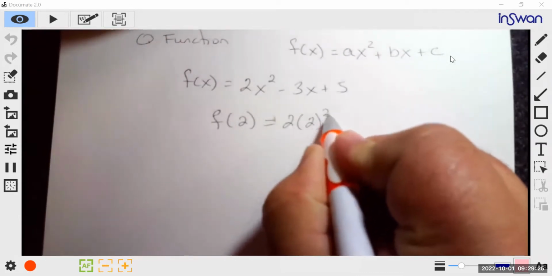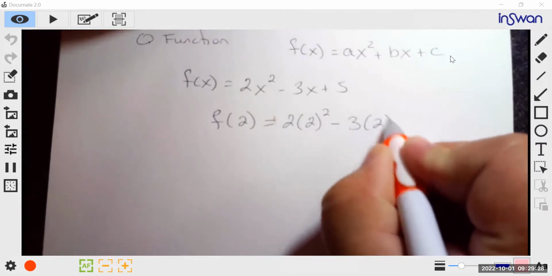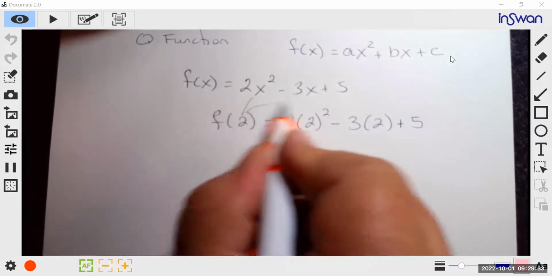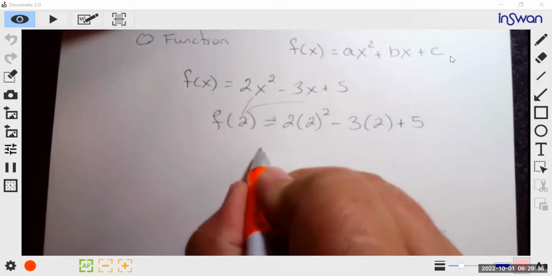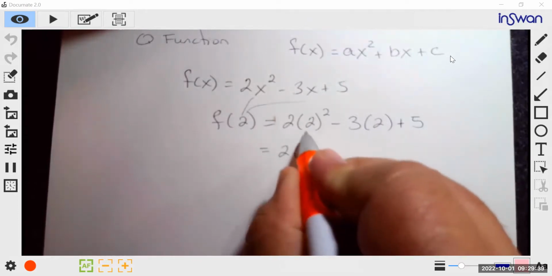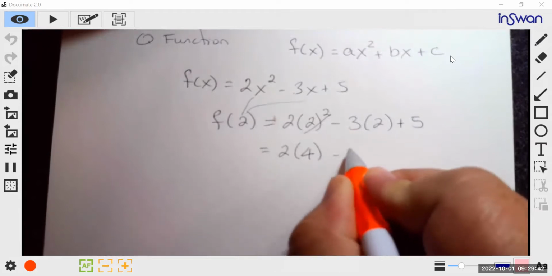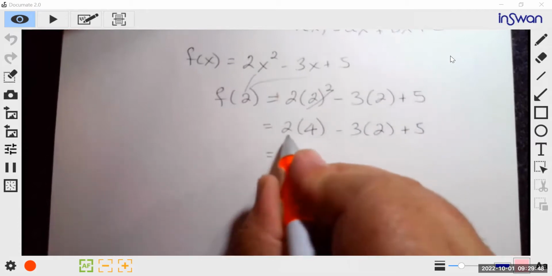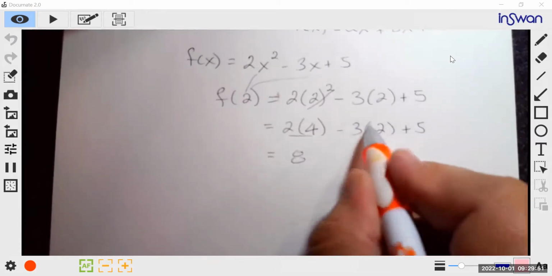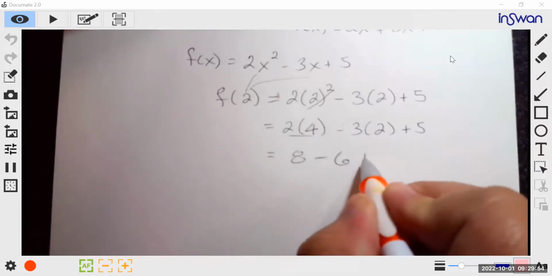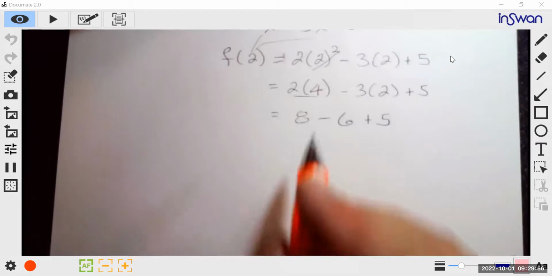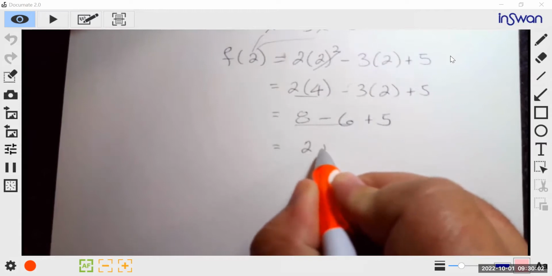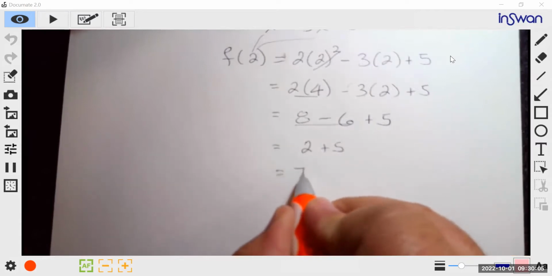So anywhere I see an x, I plug in a 2. Two squared is 4. Two times 4 is 8. Negative times positive is negative. 3 times 2 is 6. Eight minus 6 is 2. Plus 5 is 7.